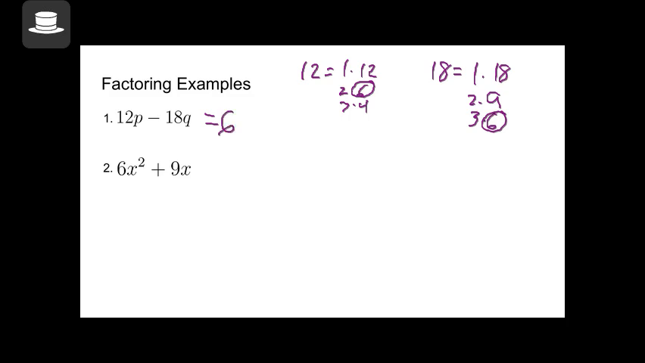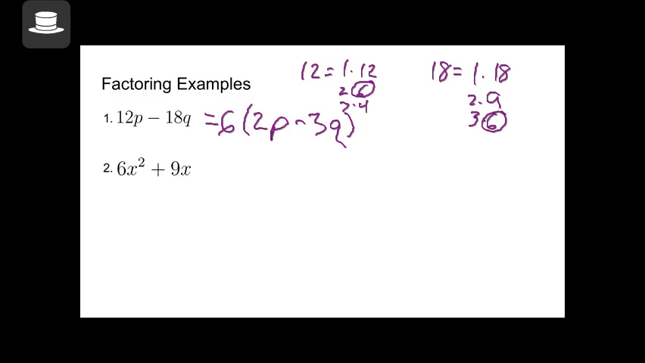Since it takes 6 times 2 to make 12, I still have a 2 left over. I didn't do anything with the p, so I leave the p alone. To make 18, I have 6 times 3, so then I have 3 left inside the parenthesis and q. So I'm undoing the distributive property is what I've done here. If I wanted to check myself, I could just apply the distributive property. 6 times 2 is 12p minus 6 times 3, which is 18q.